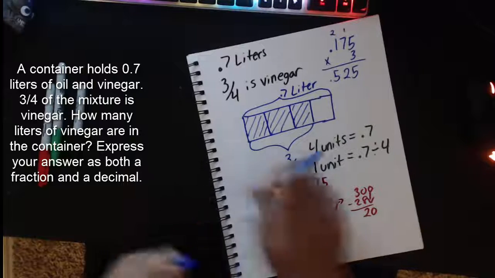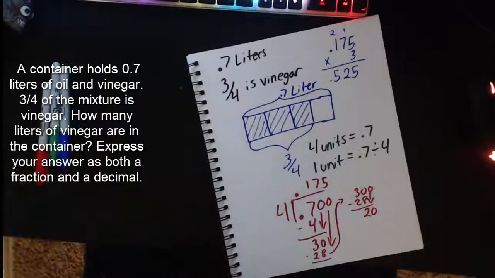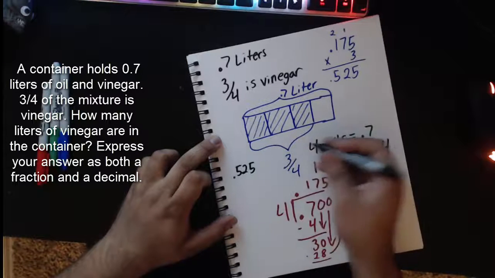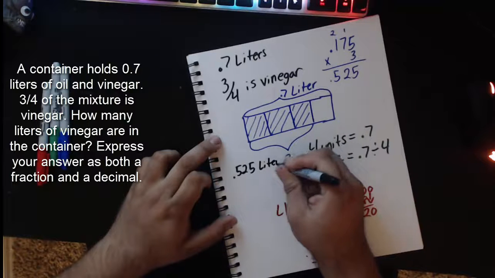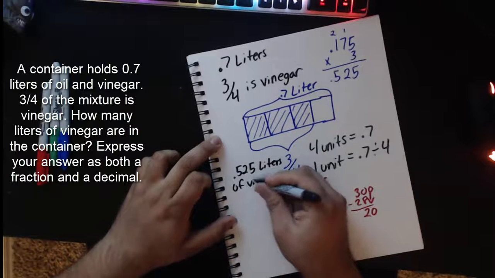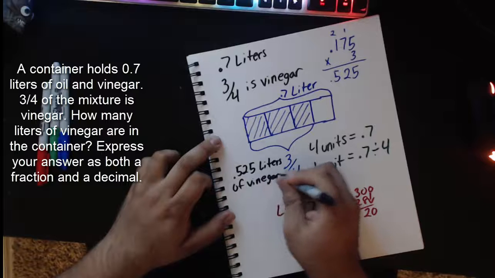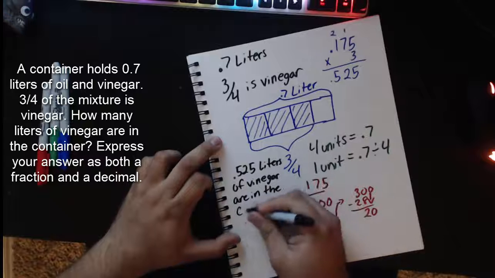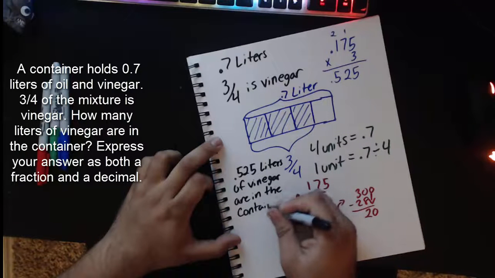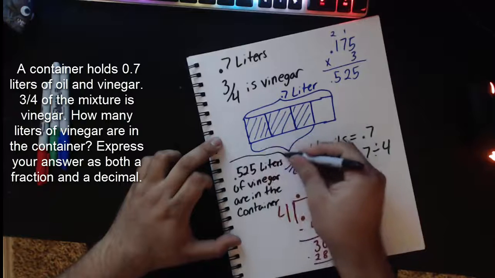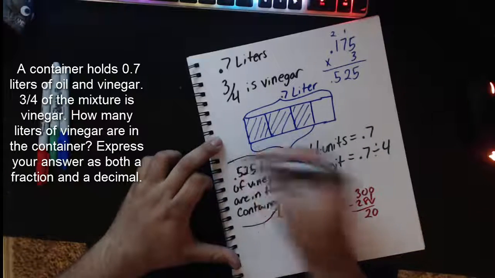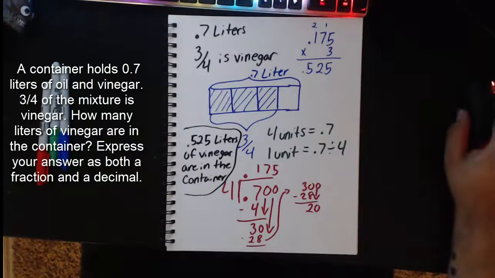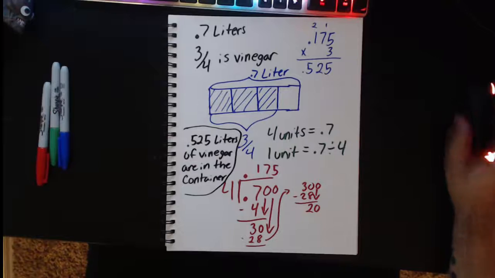So I'm going to write my answer over here. 0.525 liters of vinegar are in the container. And then I'm going to circle that. And there we are. That is our answer. Let's go ahead and do one more.